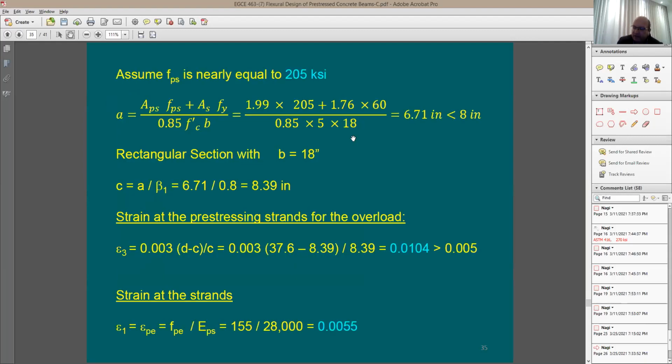Now let's try to figure out here the compression block depth. So I have my nice equation here. It's going to be the tension in the strands plus the tension in the conventional reinforcing divided by 0.85 f prime c times b. Now let me look here at each one of these components and figure out the value for it. APS is going to be 1.99. FPS, we said that we're going to have a code equation, but for now, let me assume it's going to be 205 ksi. So I'm going to be taking this value. It sounds to be a good value, 205 ksi. If you'd like to use 200, this would be okay at the beginning. There shouldn't be a problem with that.